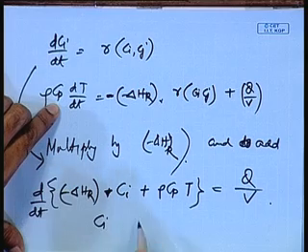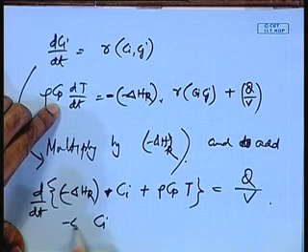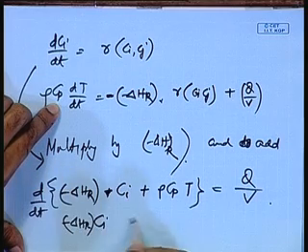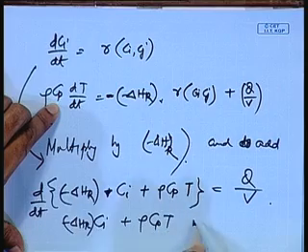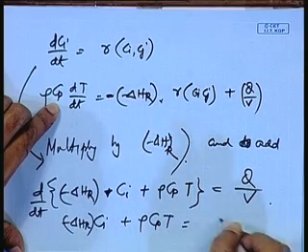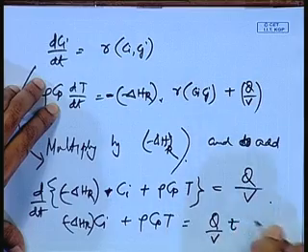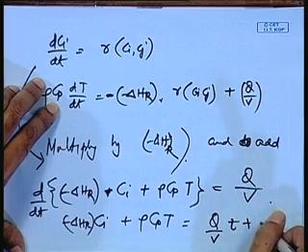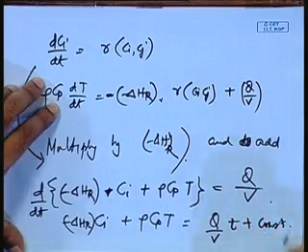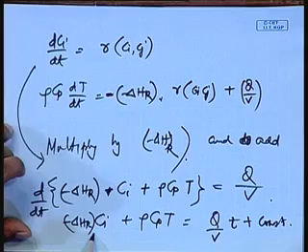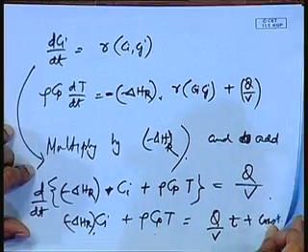What you will get is a relationship: minus delta Hr Ci plus rho Cp T equals Q over V times t plus a constant. You know what your concentration was at time equals 0, and you know what your temperature was, so you can evaluate the constant out here.